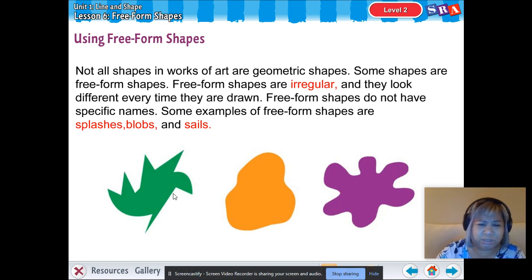So here's a shape. It's not a rectangle. It's not a triangle. It's not a square. If it's a shape that's not a rectangle, triangle, square, or circle, then we call it a freeform. This is not a circle. This is not a square. This is not an oval. It's not a triangle. It's a blob. So we call it a freeform.